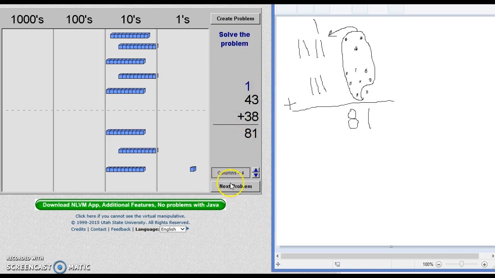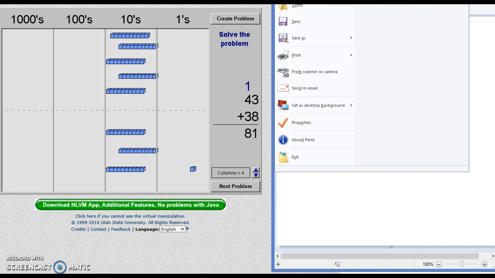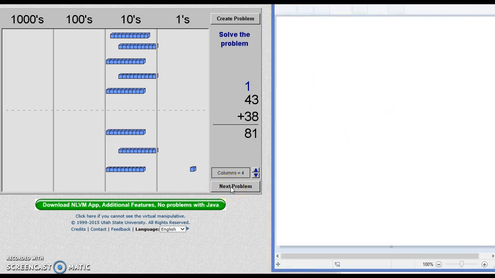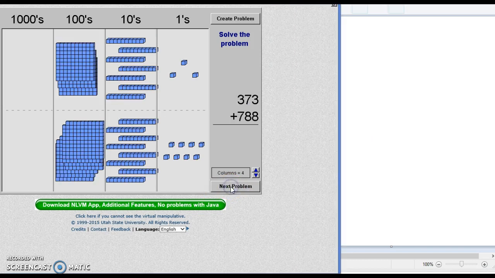So let's do one more problem here. So let me clear this screen. And I'm going to see what problem it randomly generates for me. Ah, nice big one. Okay. So we'll do it over here first, and then again I'll quickly show you how it's represented if we're just doing a drawing to make sure you're okay with that.